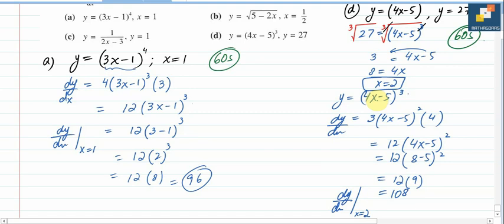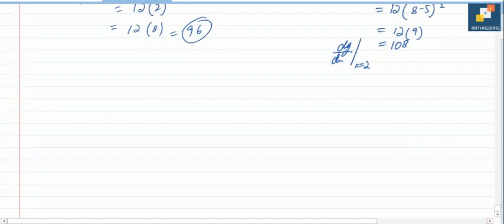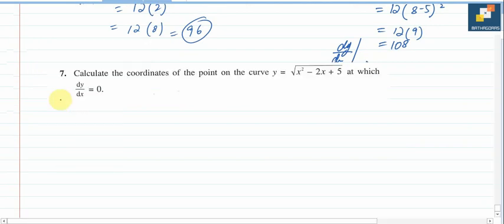All right. So what you need to do, you need to attempt part P as your homework. All right. Moving on to the next question. It's question number 7. Now, it says calculate the coordinates of the point.